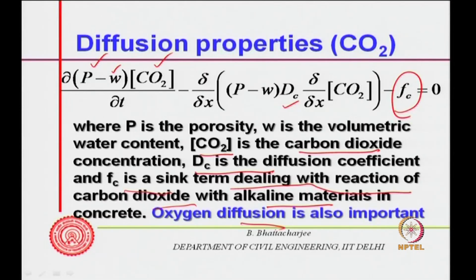Oxygen diffusion is also important. So, what we see is, if we want to model this flow or profile within the material, how the carbon dioxide concentration varies with time and space within concrete, then I have to solve this kind of equation, and the corresponding carbon dioxide diffusion coefficient will be important. We have seen the generalized chloride diffusion equation in the third lecture. So, the diffusion properties are important if you are trying to model them.